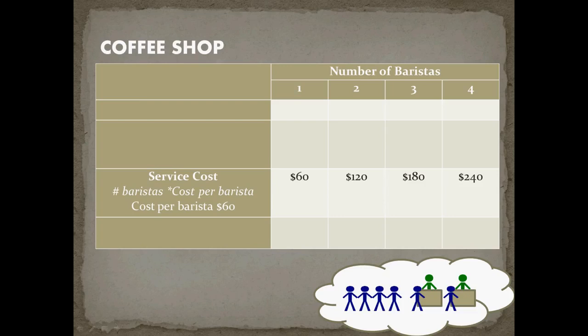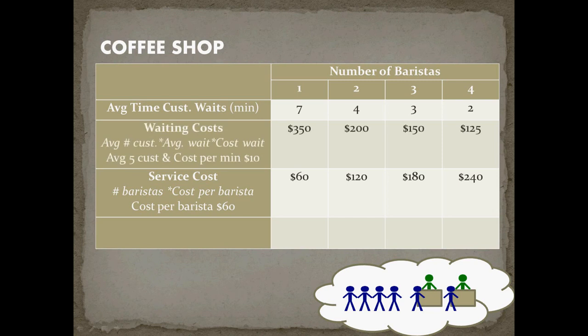Now, my customers are going to show up based on the number of baristas I have, and I can then measure the average time a customer waits. Maybe I have 4 baristas on staff, and I can try different experiments with 1 working, 2 working, 3 working, and 4 working, and time the average wait a customer has to get their coffee. If I know the average time a customer waits, I can compute their waiting cost, which is the average number of customers times their average wait, times my estimate of how much it costs to wait. So if I say there's an average of 5 customers in line, and it costs me about $10 a minute to make them wait, then I've got my waiting cost.